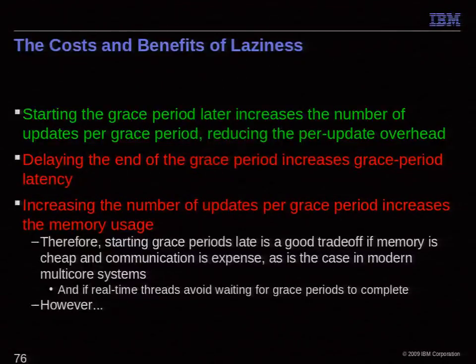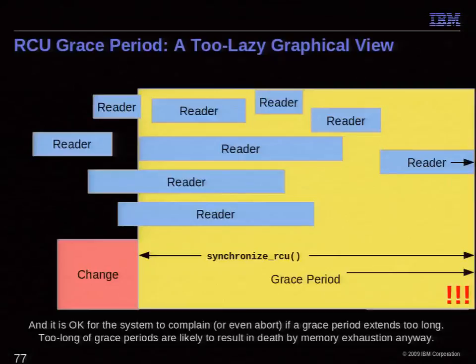But still, as I said before, you can get too much of a good thing. It's okay for the system to yell at you or even abort the system if the grace period goes forever. So if some reader just keeps going in the Linux kernel, after 21 seconds, the Linux kernel starts complaining about that. And it's usually a software bug that causes it. Sometimes it's a problem in RCU, but most of the time somebody did something silly, had an infinite loop in a read-side critical section or something like that.